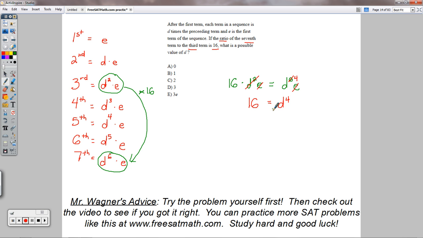If I take, not the square root, not the cube root, but the fourth root of both sides, the 4's here will cancel. I'm left with D equals, and it says what is a possible value of D. It could actually be plus or minus 2, but minus 2 is not one of the values we're given in our answer choices. So what's a possible value that is here? Choice C, 2 is a possible value for that.